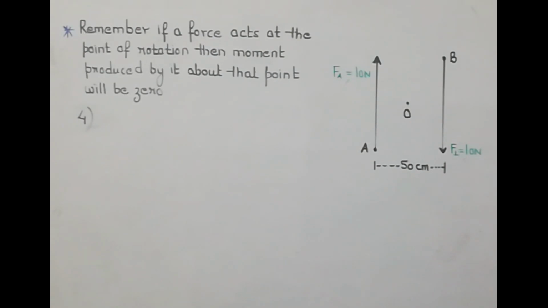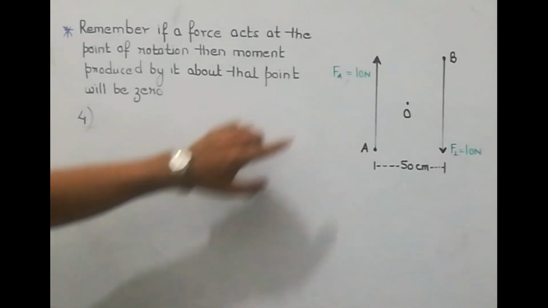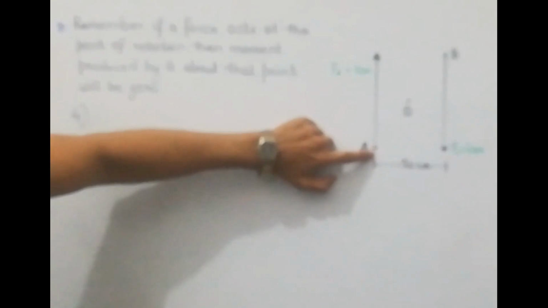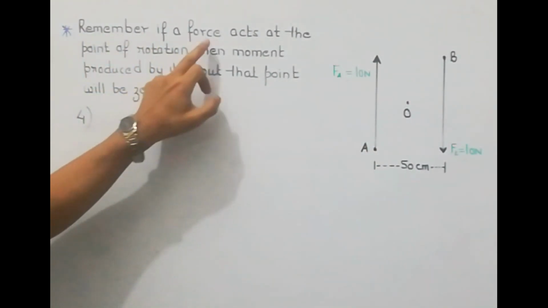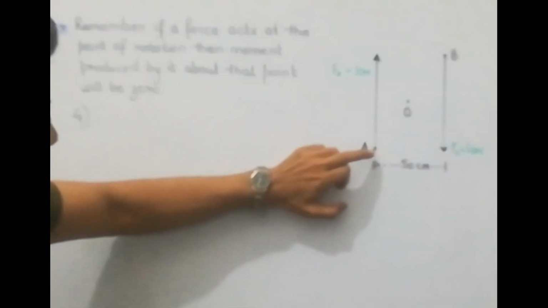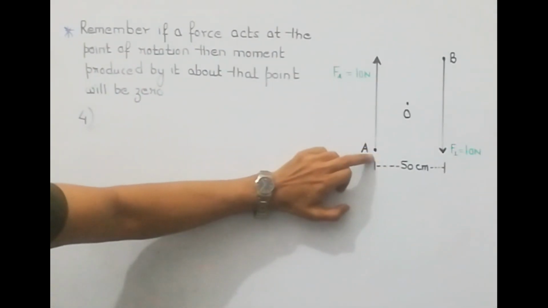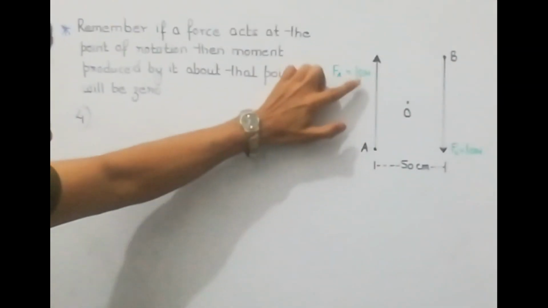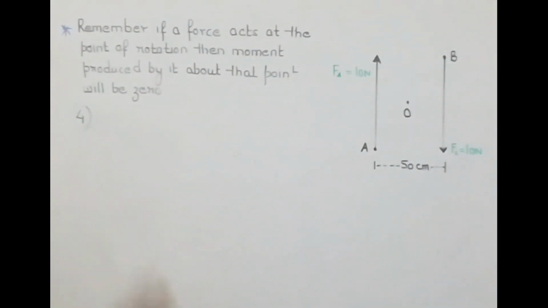So if I ask you what moment will force Fa produce about A, then according to the point that I have given you, you will say that the moment produced by Fa about A will be 0. Now you see over here, Fa is acting at point A, and it says that if a force acts at the point of rotation, now if we consider this as the point of rotation, then the moment produced by the force acting at this point will be 0.